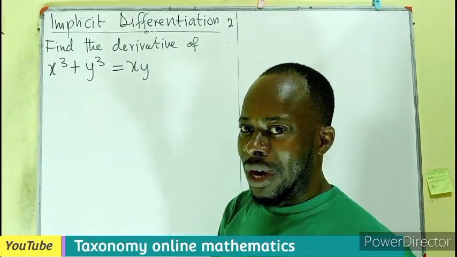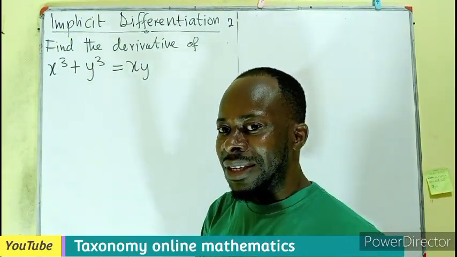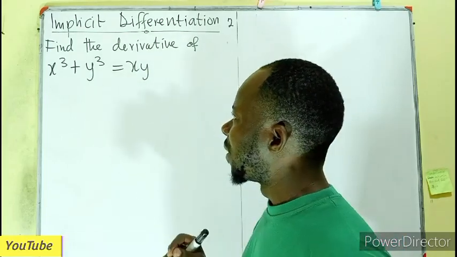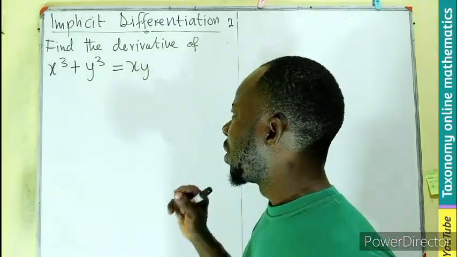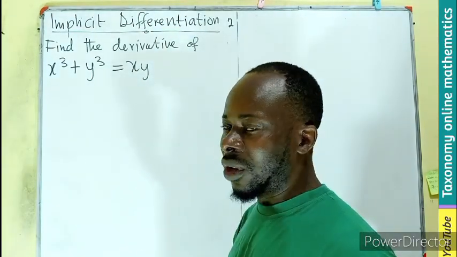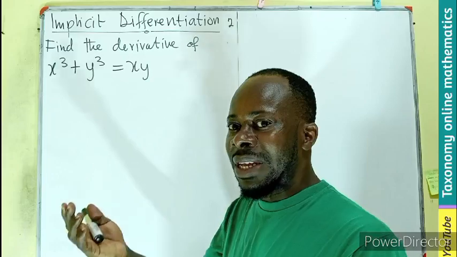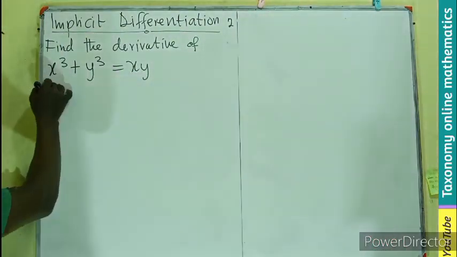In episode 1, we delved into the steps and the concept of implicit differentiation. Let's apply that. We have to find the derivative of x cubed plus y cubed equals xy. You can see here that y is not defined explicitly in terms of what? x. So let's see how we do that.